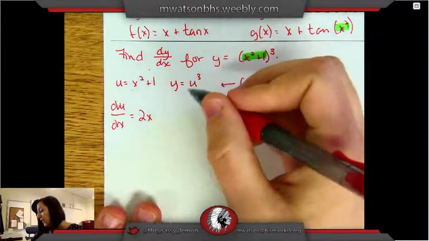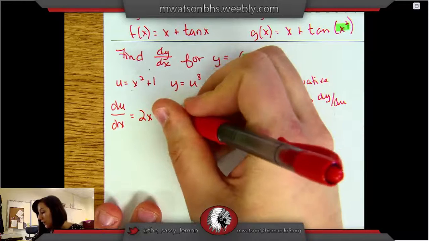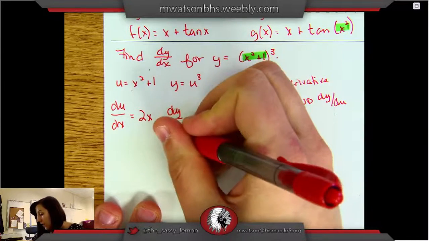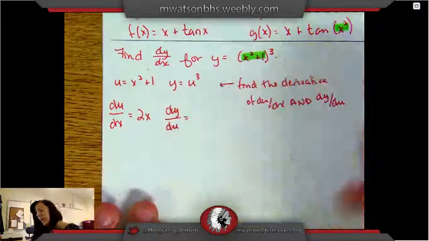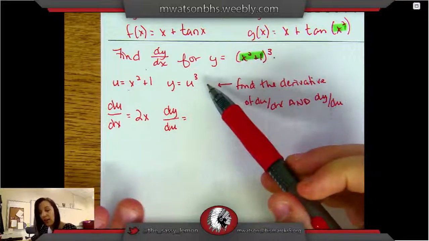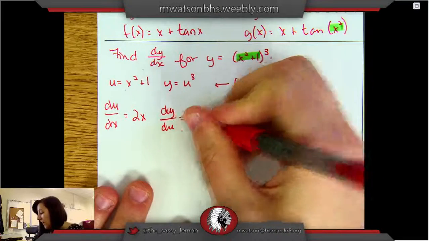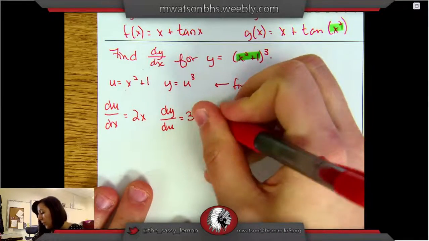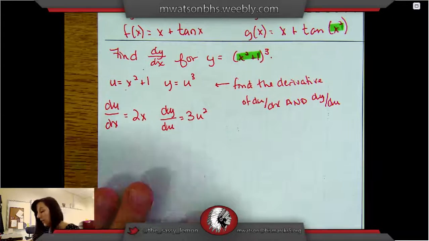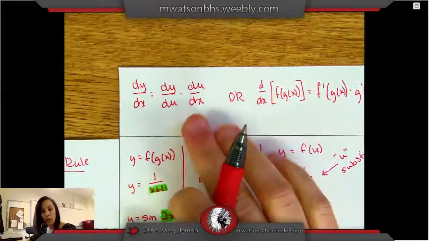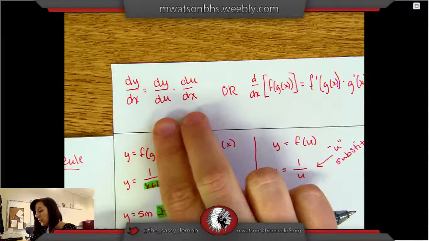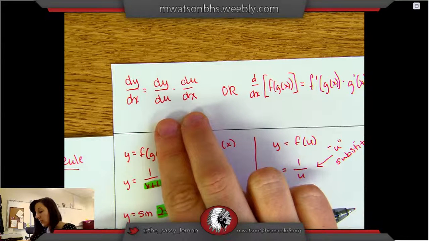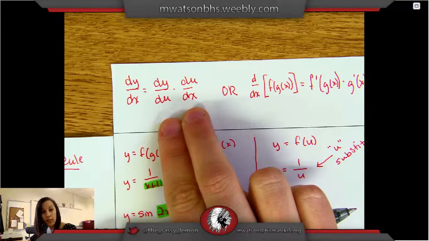Now let's find the derivative of y with respect to u. We have dy over du. We're going to use the power rule here. So we'll have 3 times u squared. And now we have our dy over du. So we're going to go back up here to our rule, and it says once we've found those two derivatives, we simply multiply them, and that's our answer.